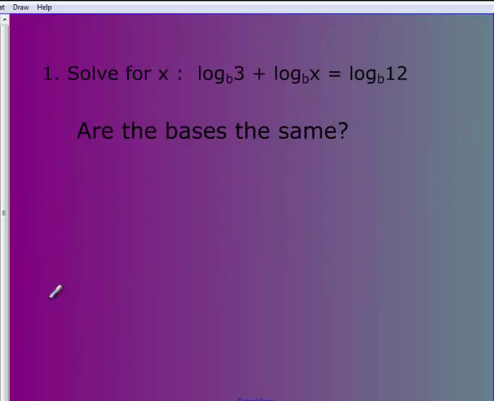Well, remember now, we're going to start working with log problems. And that's the same question we're going to ask ourselves, because log problems are really exponents. And exponents have bases. So as long as the bases are the same, we can ignore them. So we've done a problem like this, but let's review it. Are the bases the same? Yes. Log base b, log base b.